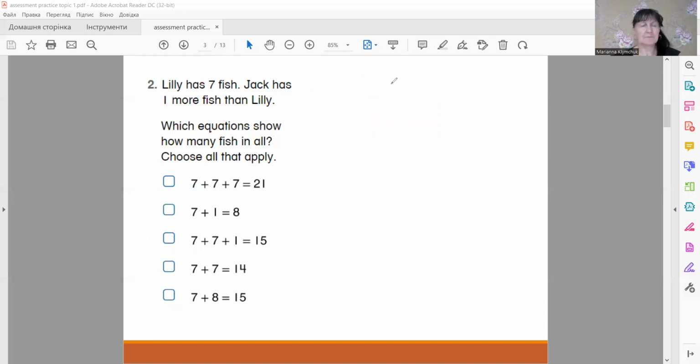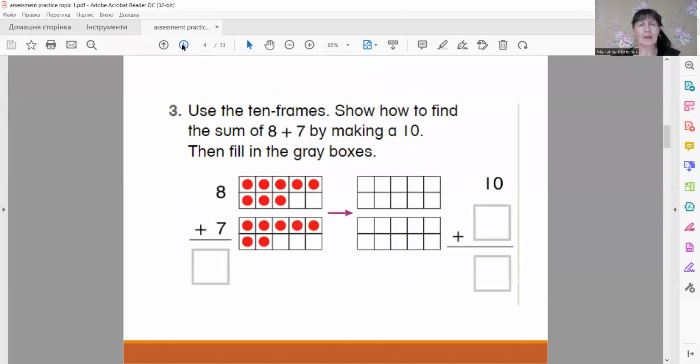Let's move to number 3. Number 3, 100 times we were doing this in class, 100 times. So 8 plus 7, we need to make 10. And everyone in the class knows that to make 10, we just move. We show how we move the counters. If we moved them, they are not here anymore. Okay? Now, we need to show in a new picture what we have.